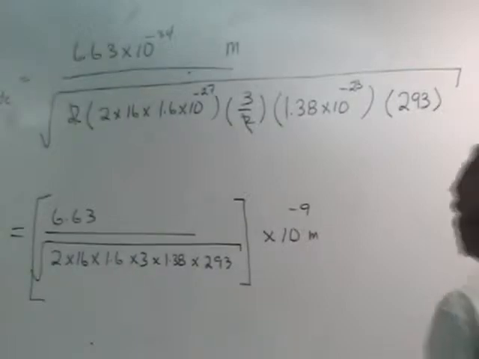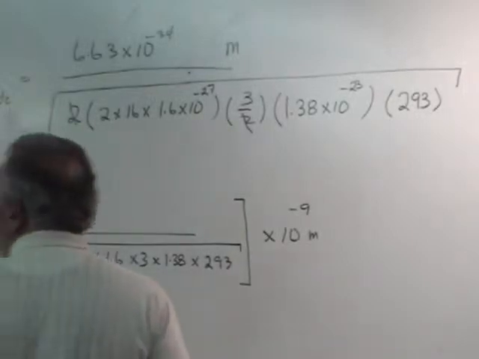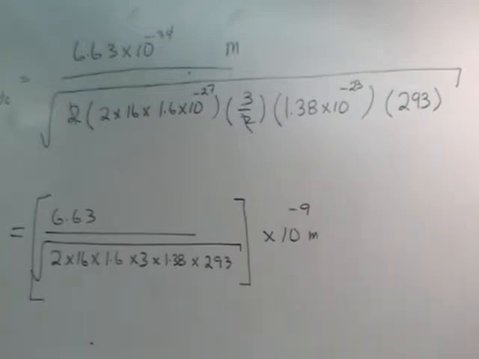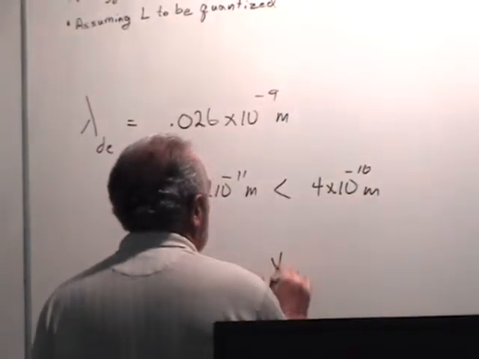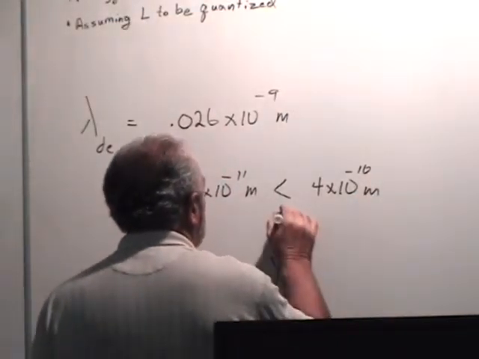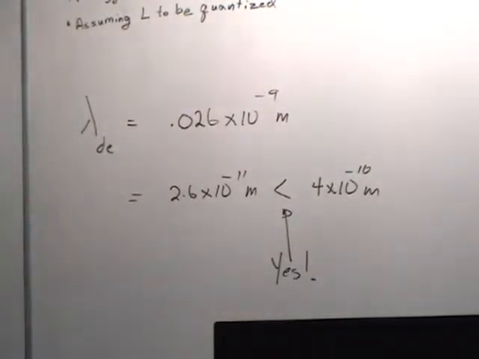Indeed, that is, just as we stated, significantly smaller than 4 times 10 to the minus 10. It's true. So we write that number down. 2.6 times 10 to the minus 11 meters.